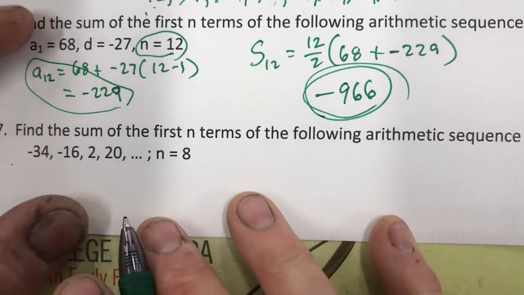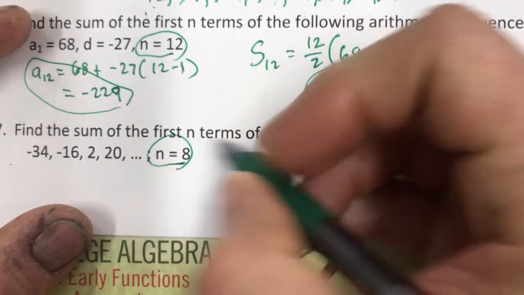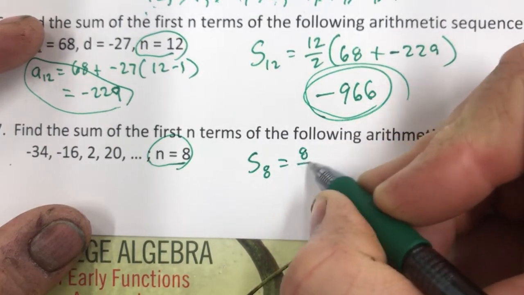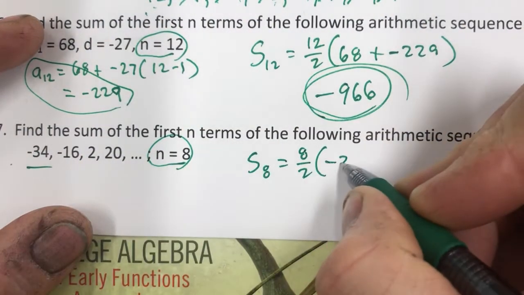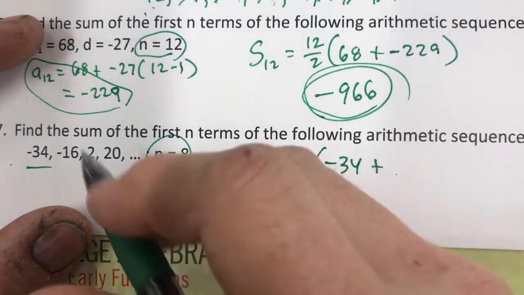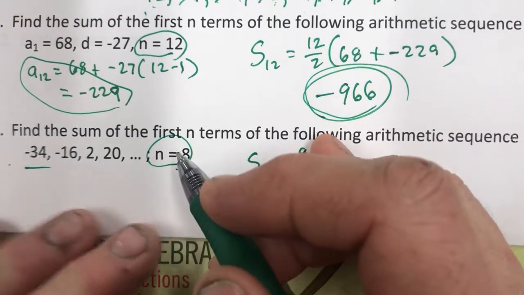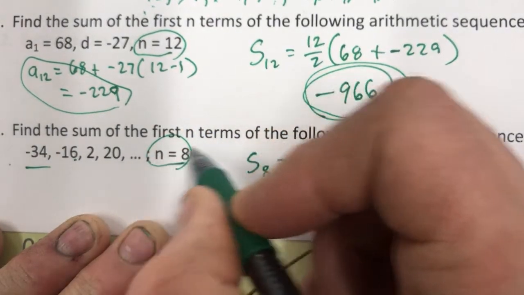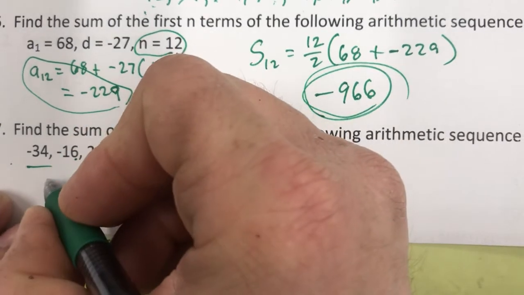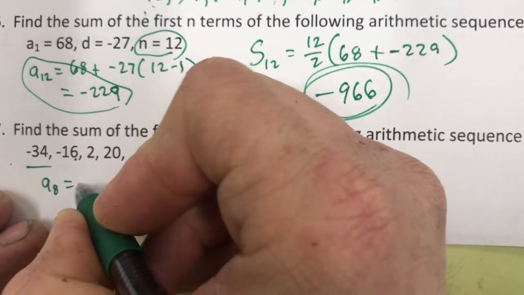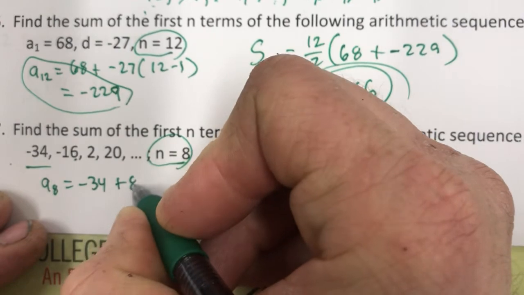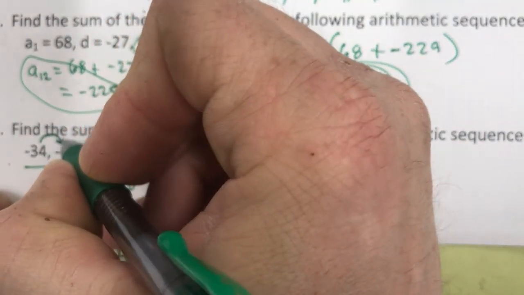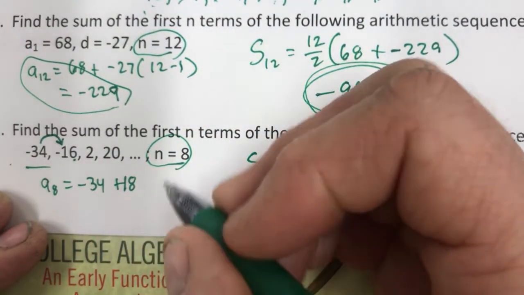Number 7, find the sum of the first n terms of this one. Well, n is 8 here, so we want the sum of these 8 numbers. It's going to be 8 divided by 2 times the first one, which is negative 34, plus the last one, which we don't know here. Now, I can just add them up and figure it out, but I'm going to do it the same way. A sub 8 is going to be the first term plus 8. I'm sorry, this is going up 18, not 8.